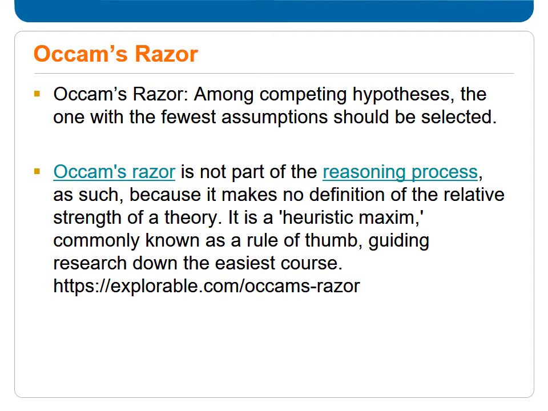Occasionally, there is more than one theory that makes the same predictions with equal accuracy of experimental results. Occam's razor can be used as a tiebreaker. Occam's razor says that among competing hypotheses, the one with the fewest assumptions should be selected. It is a heuristic maxim and not strictly logical reasoning.